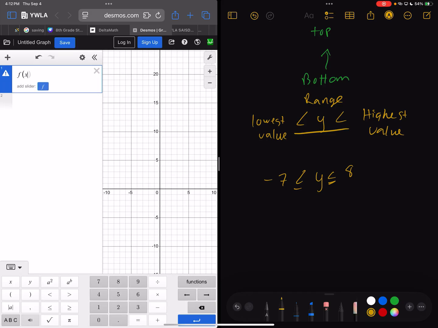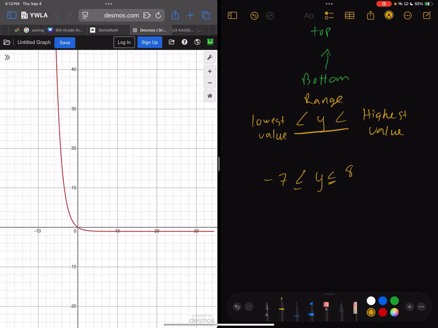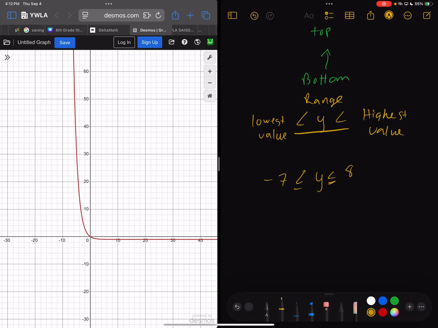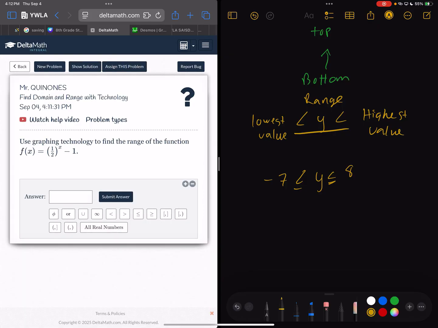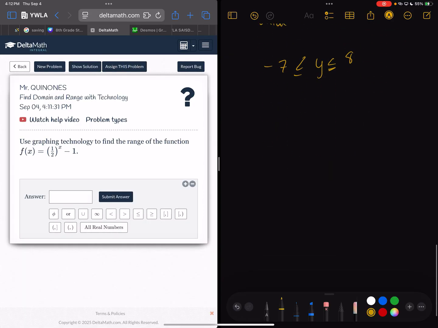F of x is equal to the quantity 1 divided by 2 to the x power, and that is minus 1. Okay, cool. So now we are given this graph. So now we need to look at a couple things. Well, first, let's see what we're asked. We're asked to find the range. So my skeleton starts the same way. Less than y, less than.